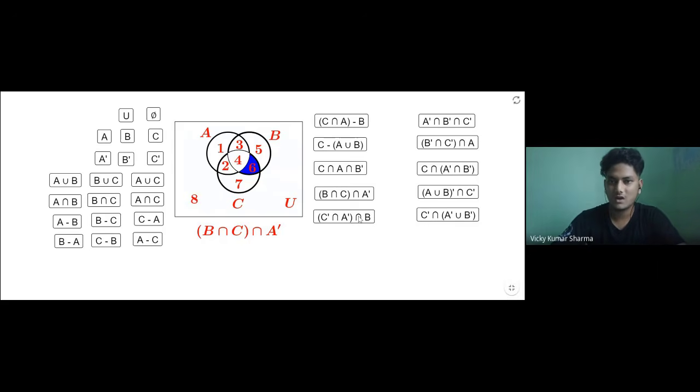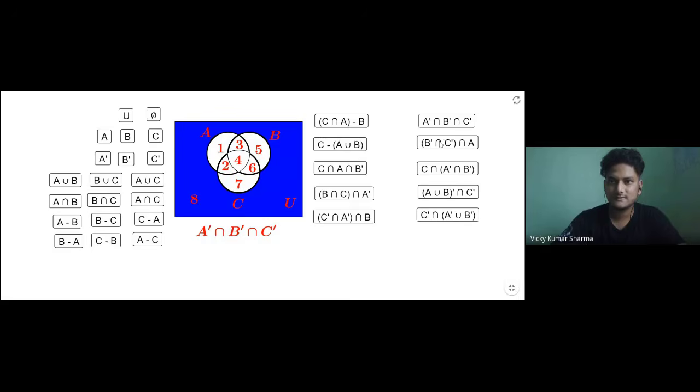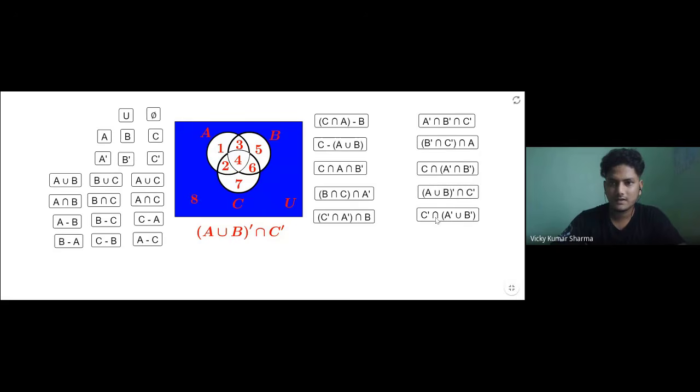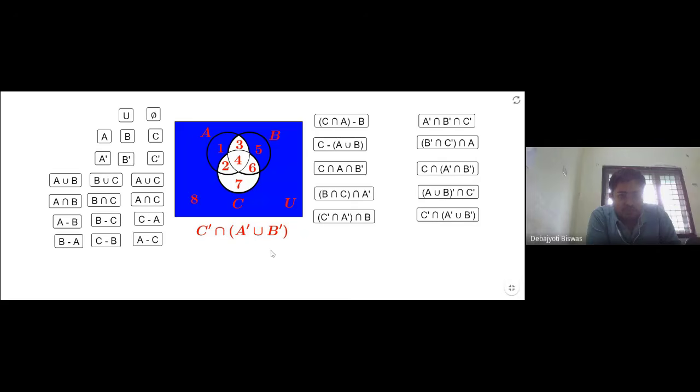I'll just show you how those operations work and which elements they actually cover here. So you can see this, and this. A union B complement. Is that the same as A complement union B complement?